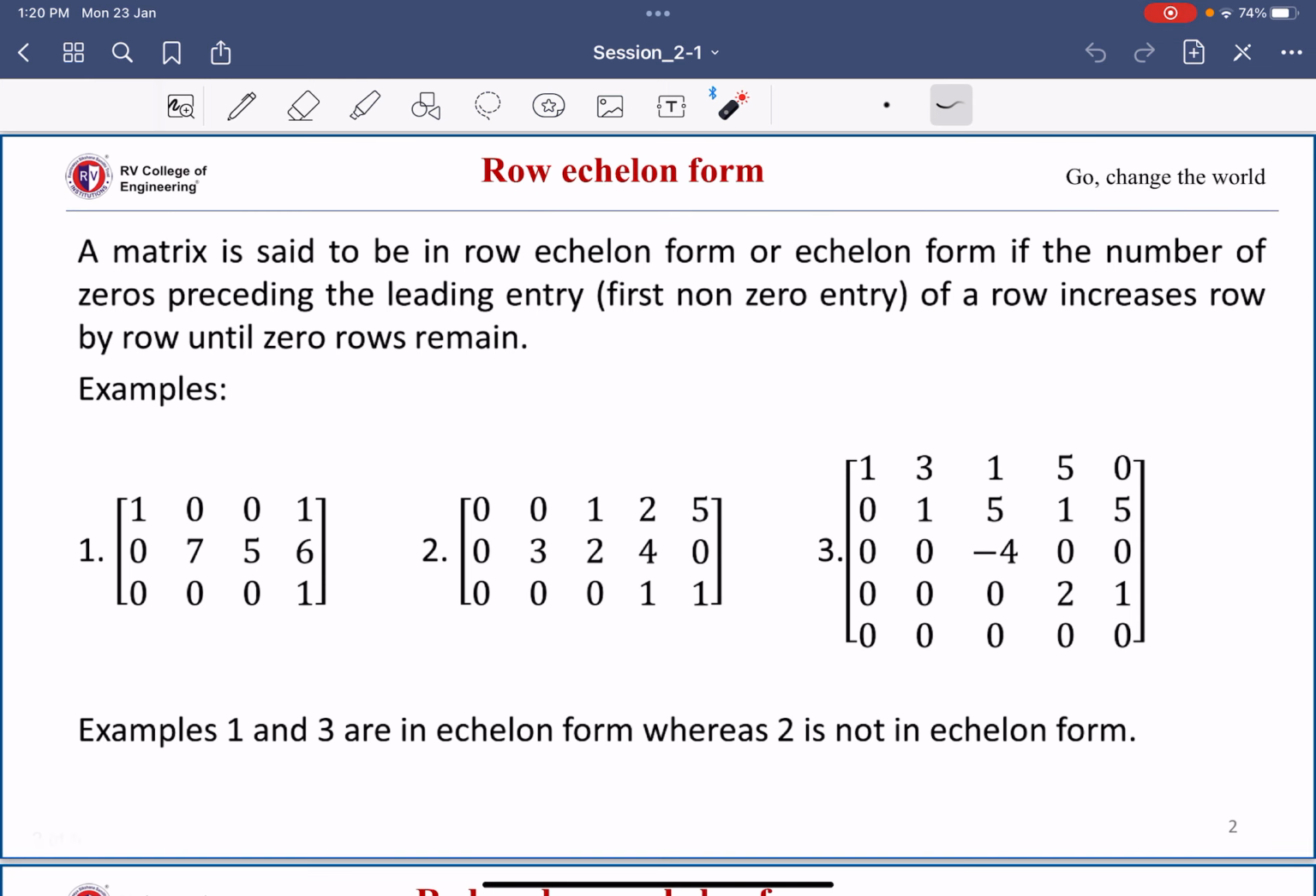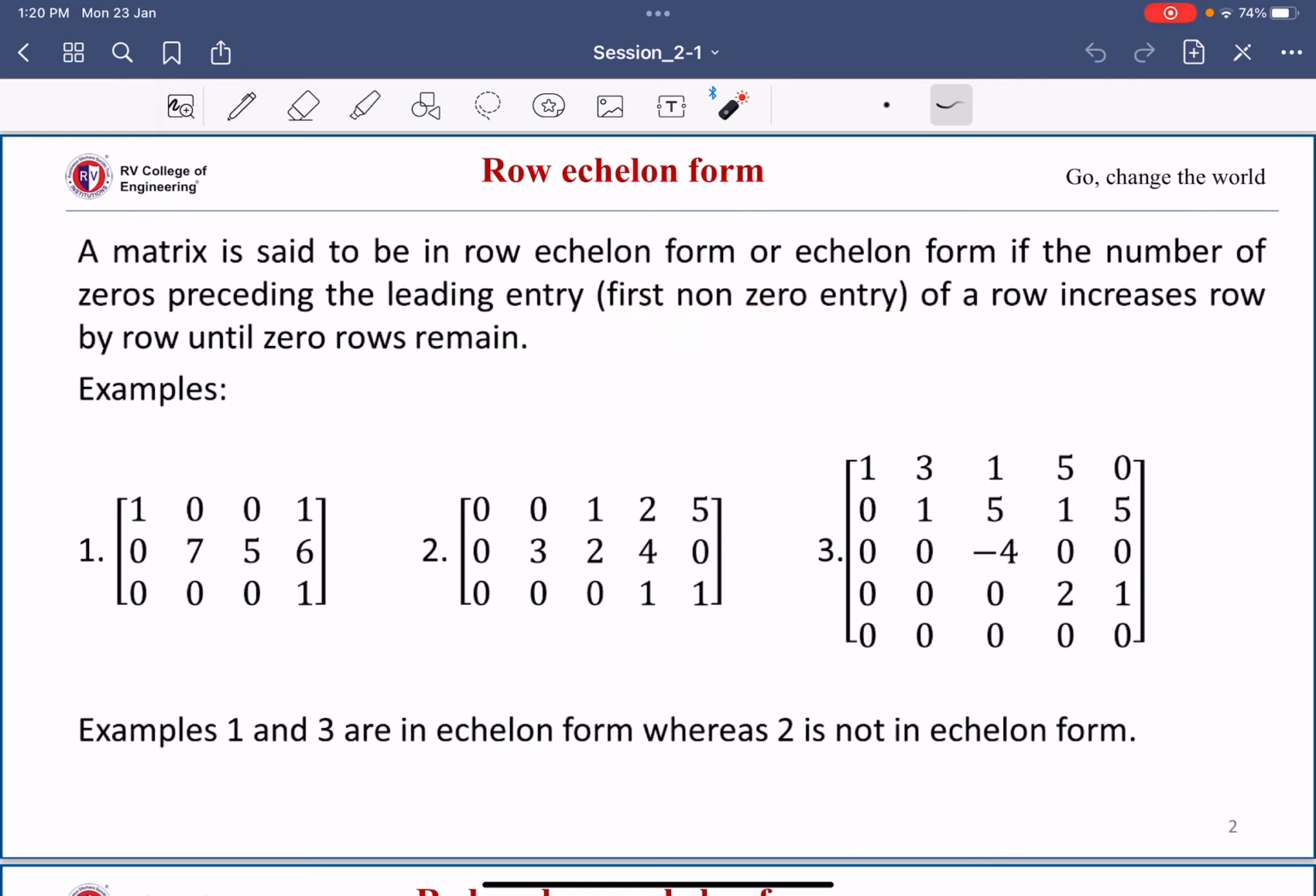A matrix is said to be in row echelon form or echelon form if the number of zeros preceding the leading entry of a row increases row by row until 0 rows remain. What do you mean by a leading entry? Leading entry represents the first non-zero entry of a row.